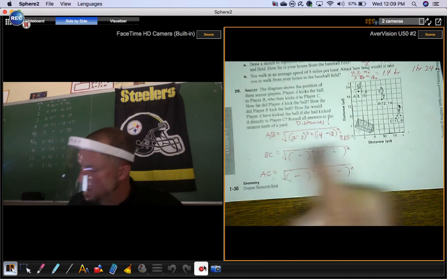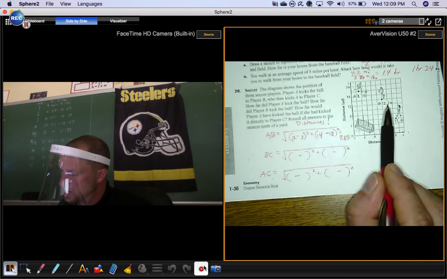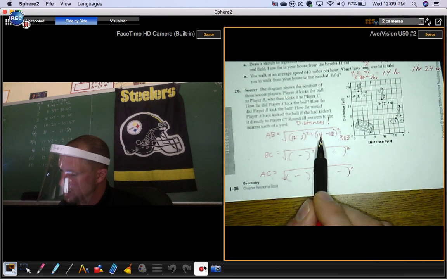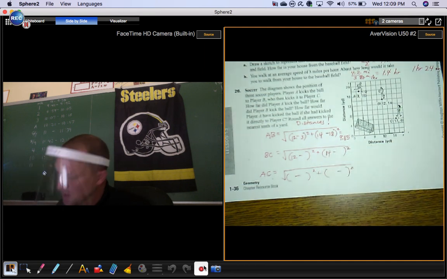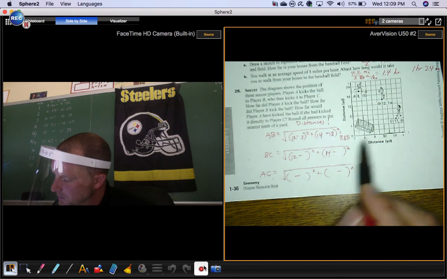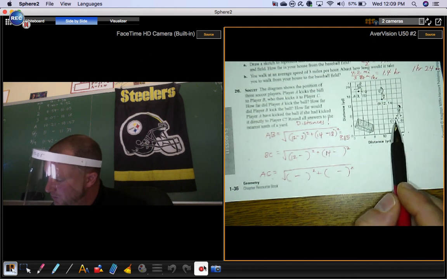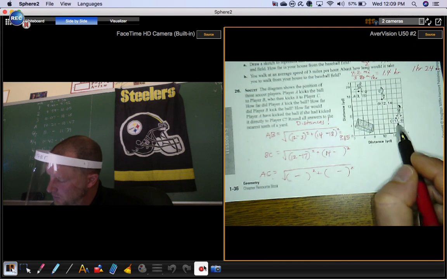Okay, now let's do the same thing for player B to player C. Now, we're using the same 12 and 14 that we used here. So if you're smart about this, you can keep those in the same place, and I'll show you a quick way to do it on your calculator. Okay, so we need to do 12 minus the 17, and we need to do 14 minus the 6.